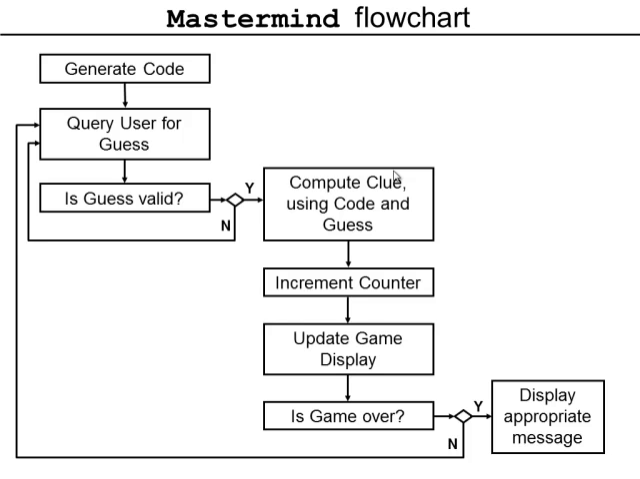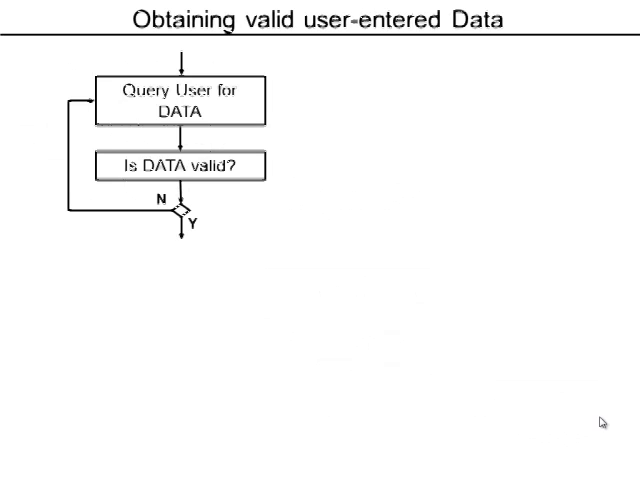Maybe the person is only allowed 10 guesses, updates the game display, and decides whether or not the game is over based on the counter, or did the person get the answer. If the game is not over, go back for a fresh guess. If it is over, display the appropriate message. That's called a flowchart. Once we start doing these kind of complicated programs, it's good to draw out a flowchart of how the logic proceeds.